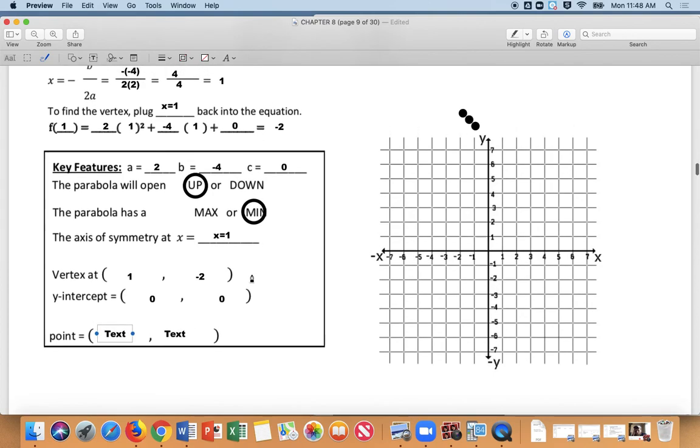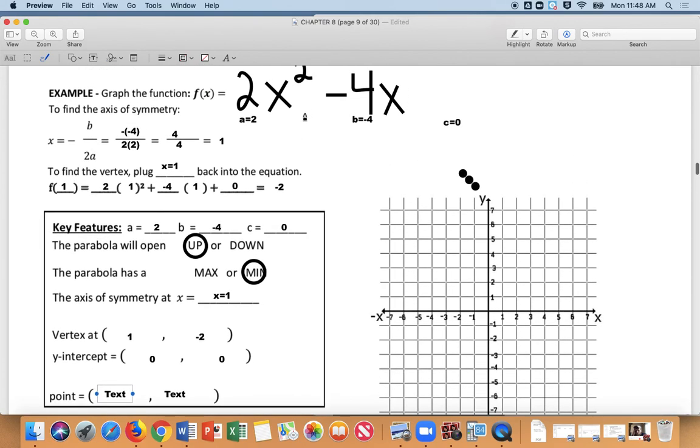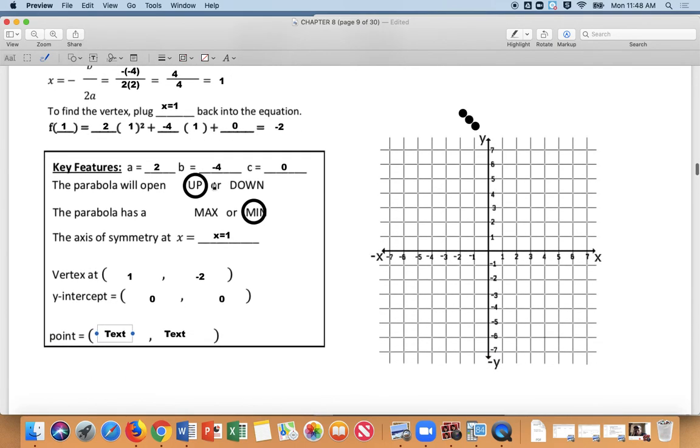And the point I picked was something a little different, so I went with 3. So if I plug 3 in, I have 3 squared, which is 9, times 2, that's 18, minus 4 times 3, which is 12. So 18 minus 12 was 6. So I plot my point at 1, negative 2, so that's right here. And then I have an intercept at 0, 0.